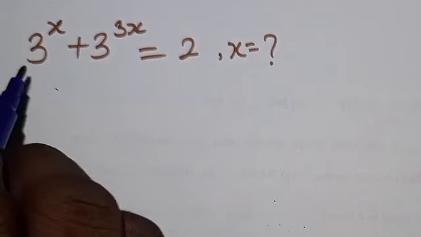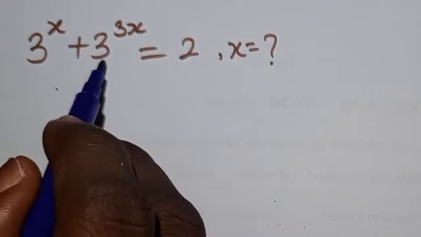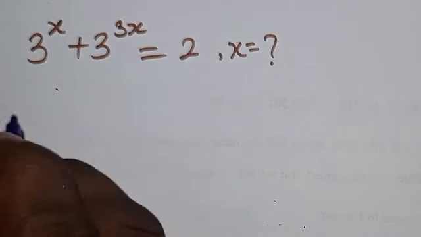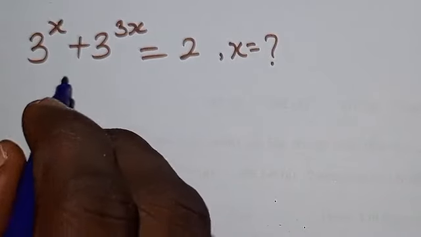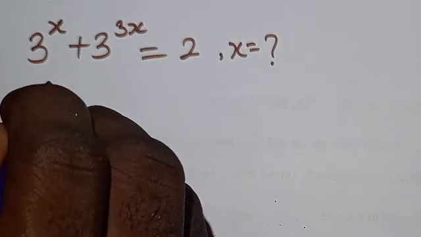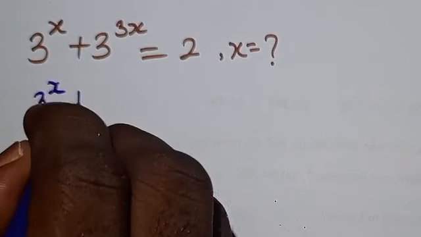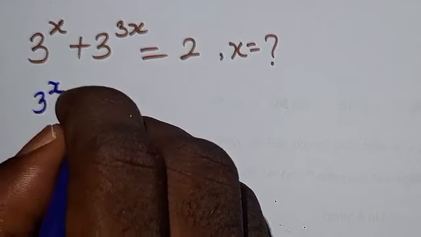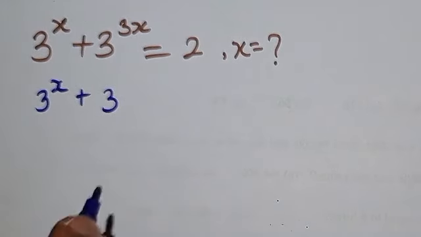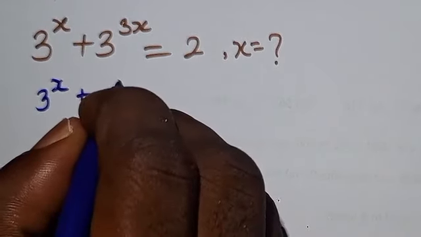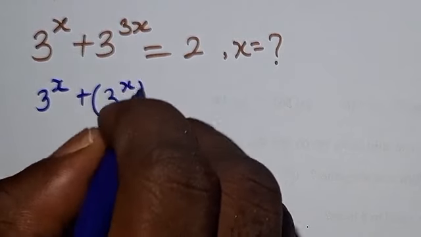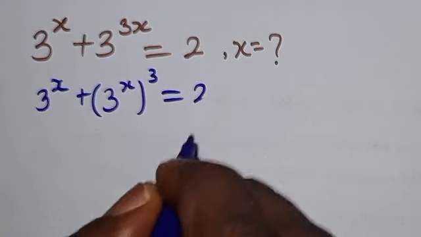Let's solve this problem together. 3 to the power of x plus 3 to the power of 3x equals 2. So what are we going to do? Now I will write this equation as 3 to the power of x plus, here is going to be 3 to the power of x, then all to the power of 3 equals 2.